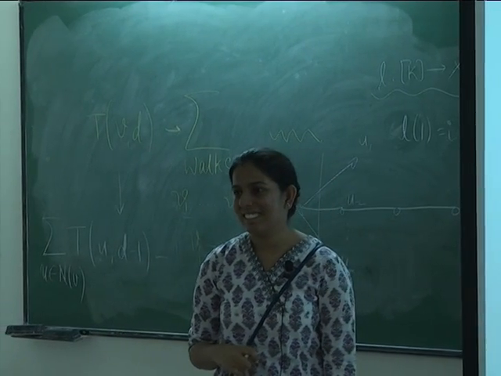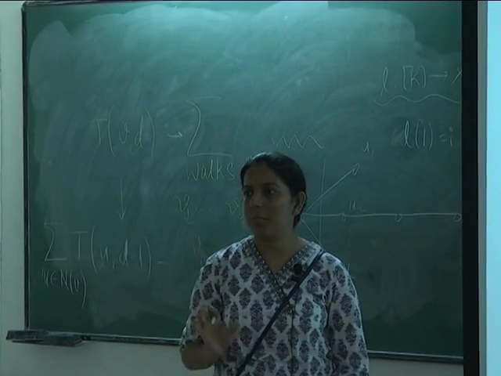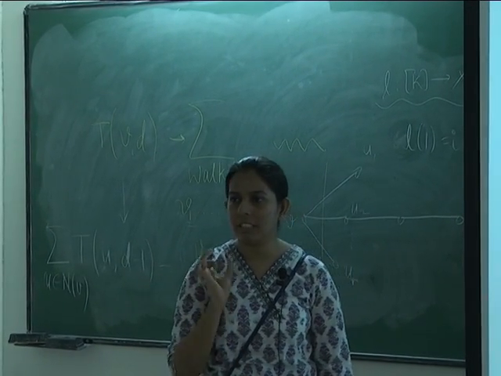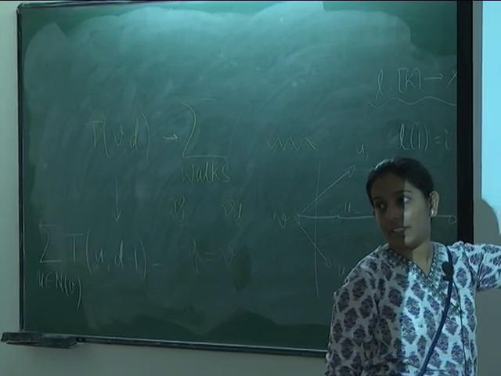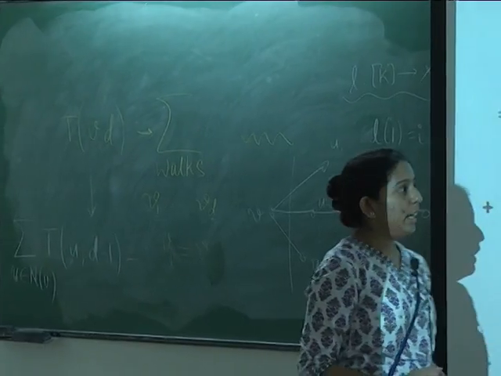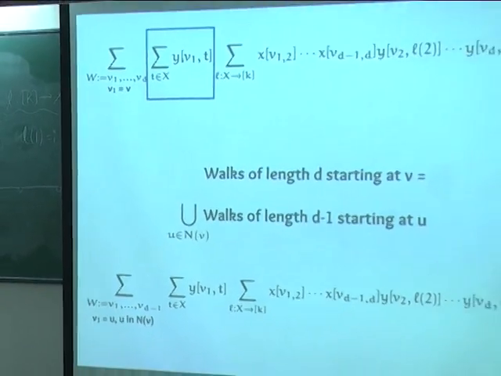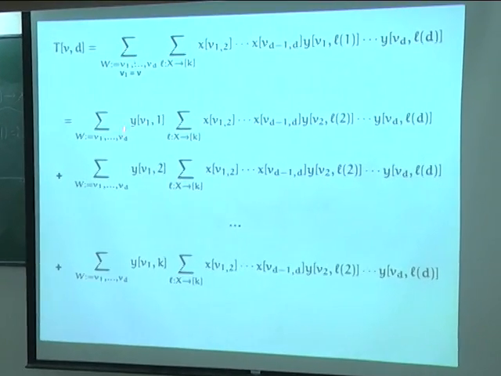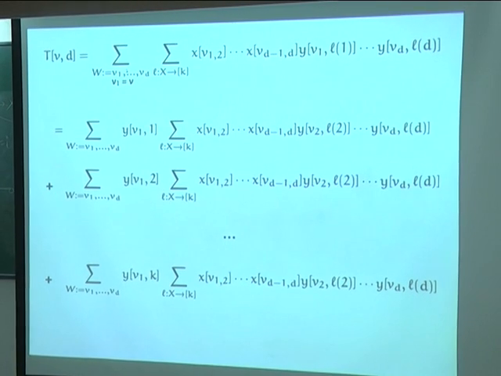Is this rewriting clear? I've just clubbed similar terms. I've just clubbed the terms where the leading element here is the same. And now I'm going to reclub them. So this is the leading element. So what's this? I just sum all the y v_i k's.